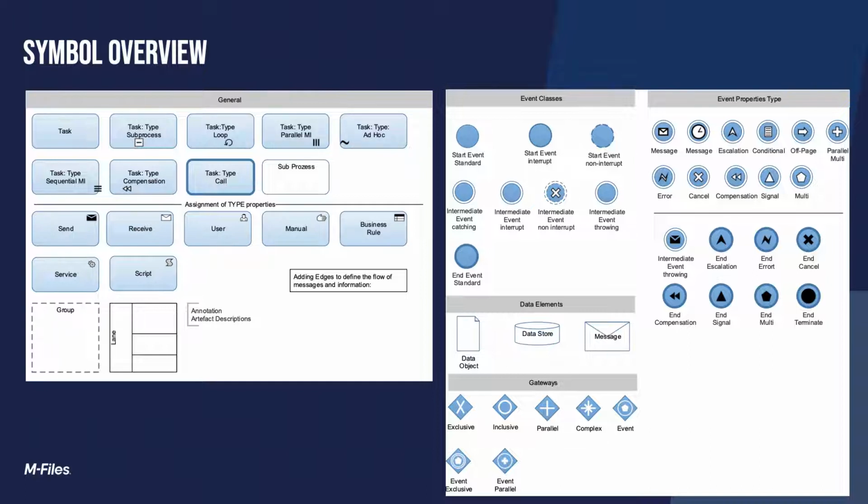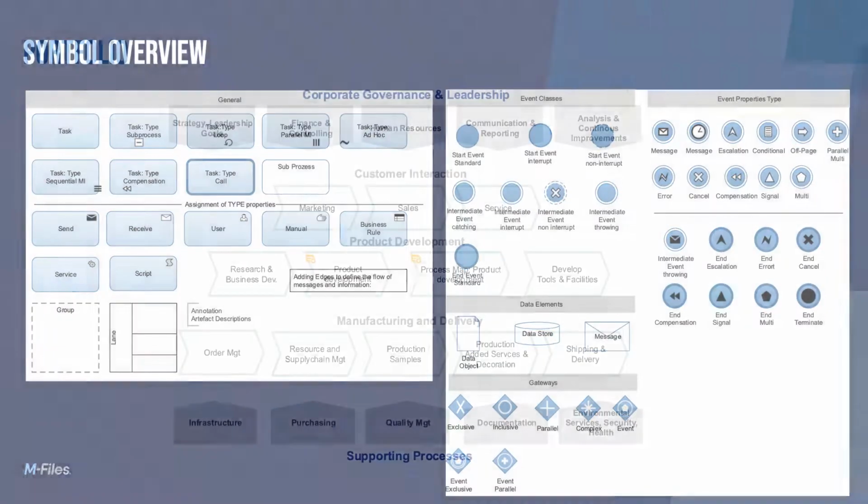Swim lanes or pools symbolize responsibilities in the business process. You can also use artifacts like data objects, groups, or annotations to bring more information into the diagram.